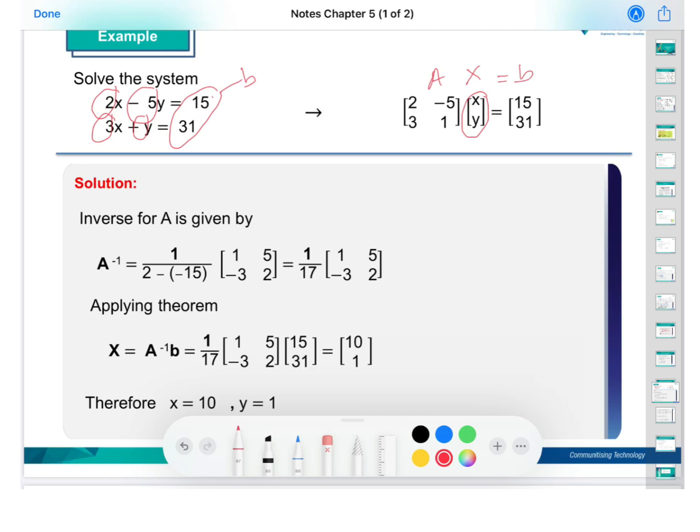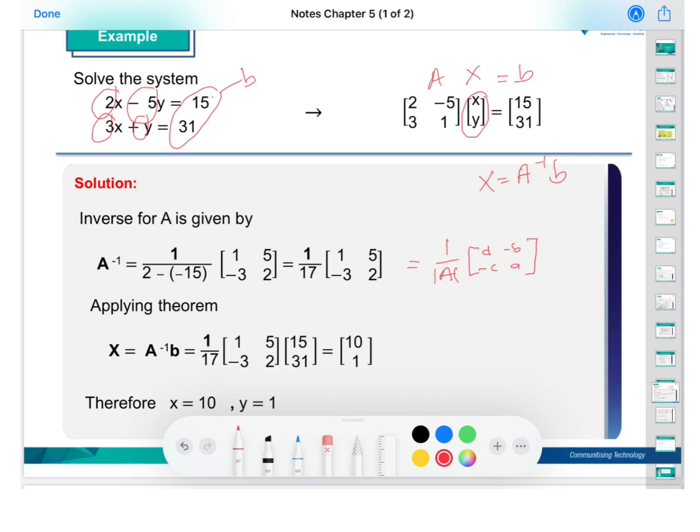Now we have to find A inverse, because X equals A inverse times B. A inverse, for a 2 by 2 matrix, is 1 over the determinant times the adjoint of A, which is d, negative b, negative c, a.